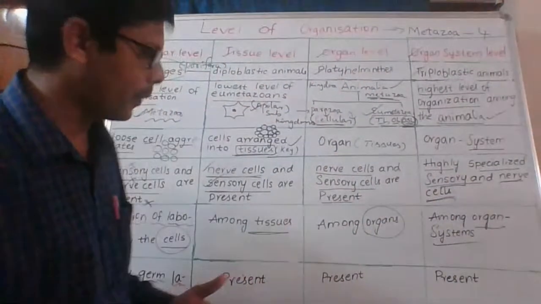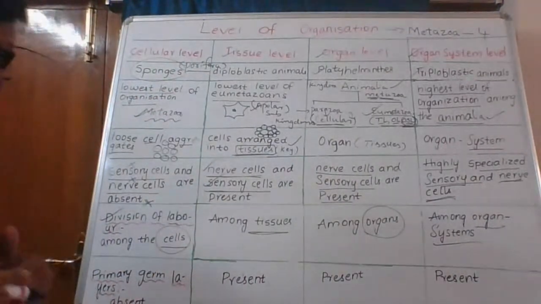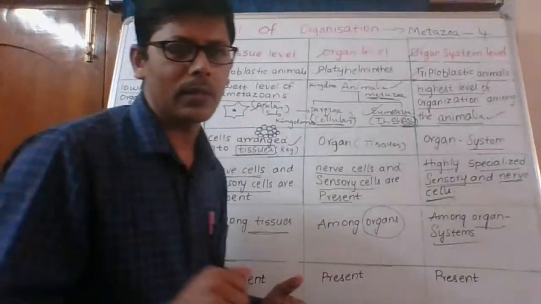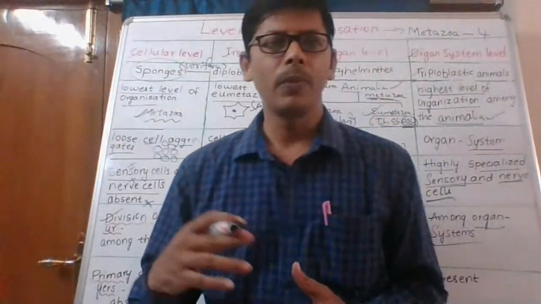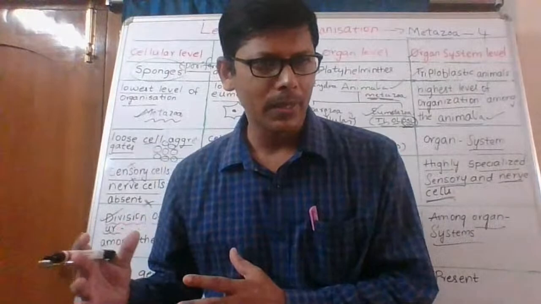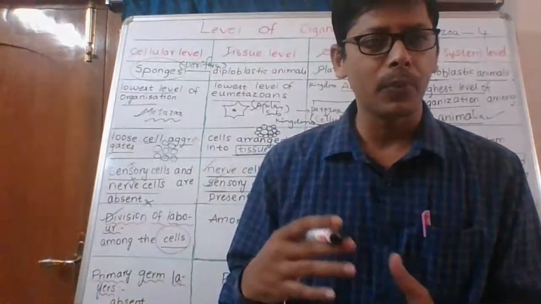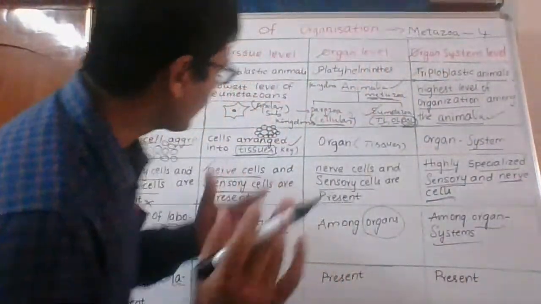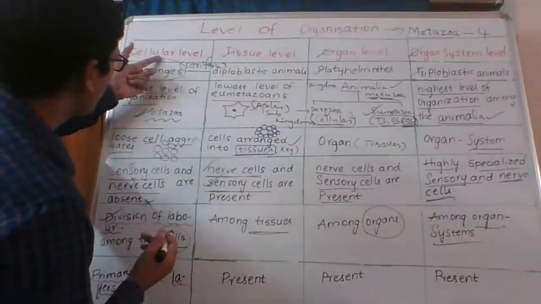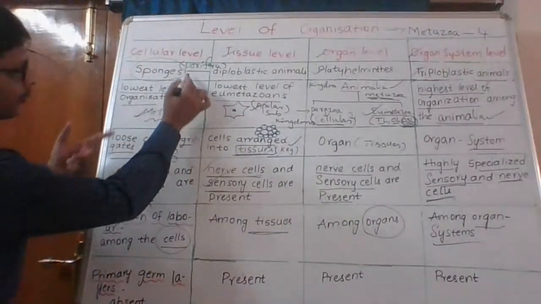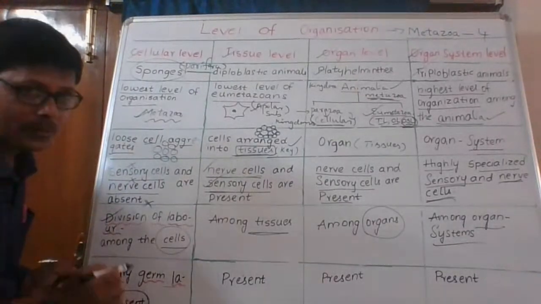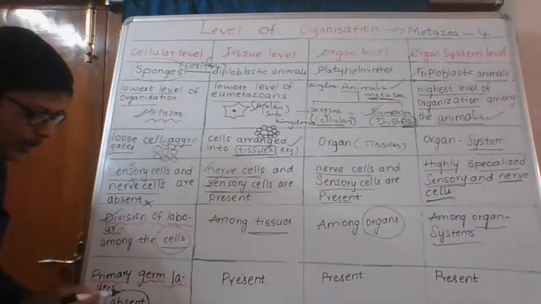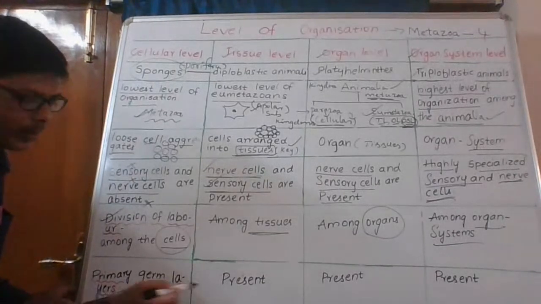Okay, come to the last point. As I told you in yesterday's class, we discussed diploblastic and triploblastic organization. Cellular level of organization, for example Porifera: in Porifera, the primary germ layers are absent. In the next level, primary germ layers, ectoderm and endoderm, are present.